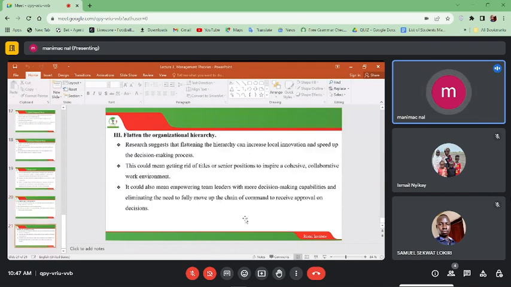Three, when you look at flattening the organizational hierarchy, research suggests that flattening the hierarchy can increase local innovation and speed up the decision-making process. This could mean that we need to get rid of titles or senior positions, to inspire a cohesive and collaborative working environment. We also need to look at a means of empowering team leaders with more decision-making capabilities and eliminating the need to move up the chain of command to receive approval on the decisions that they have made.